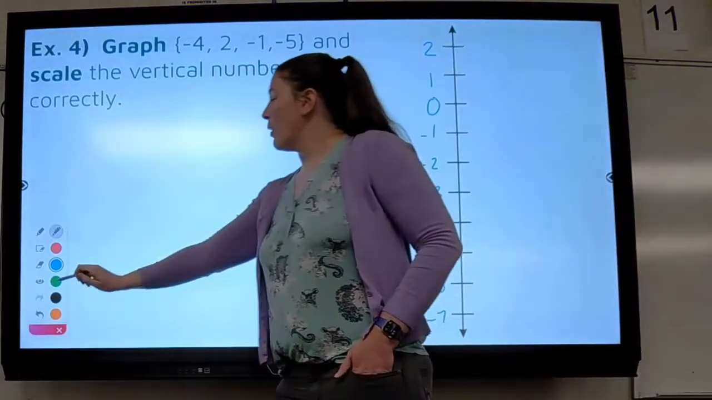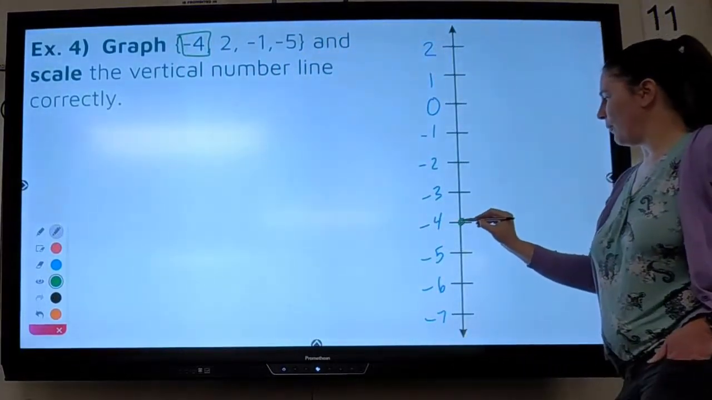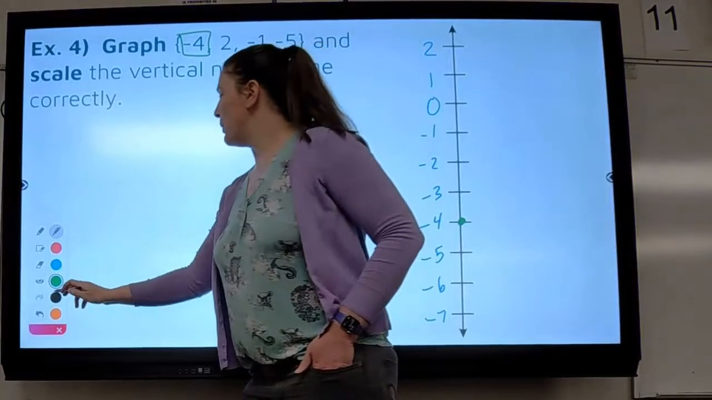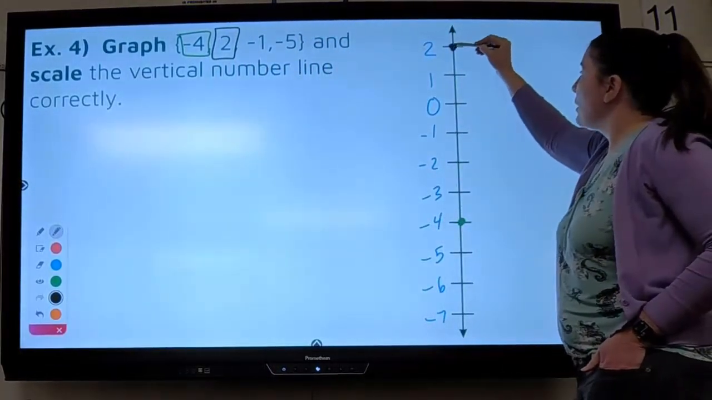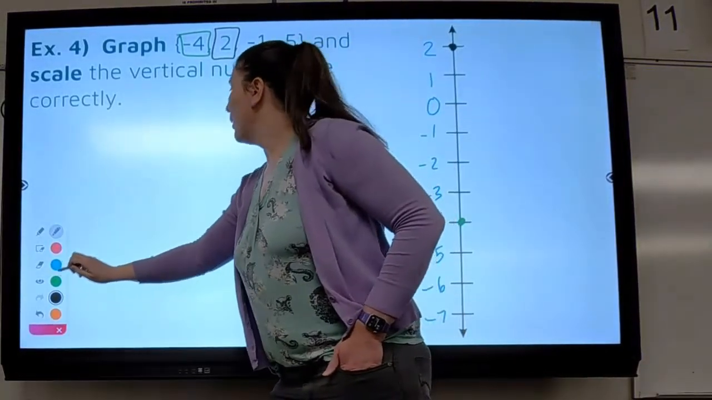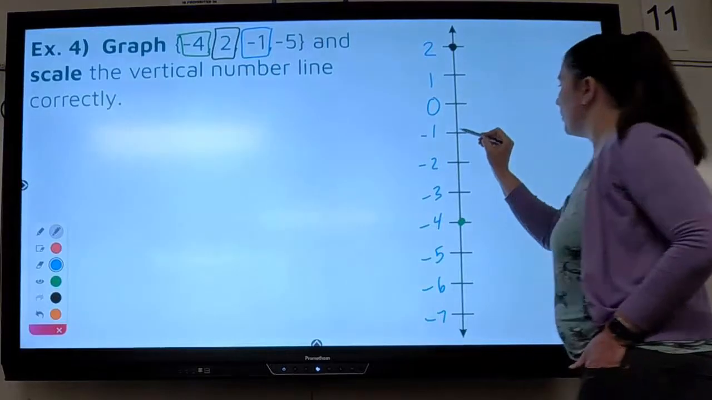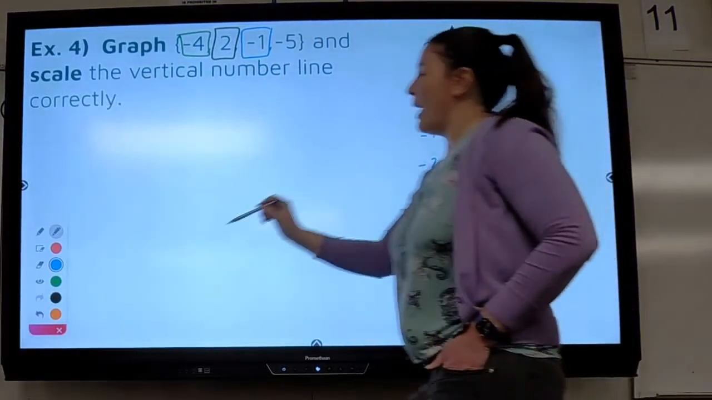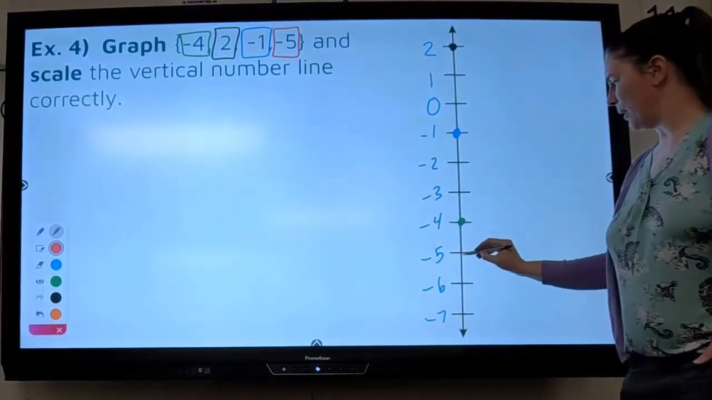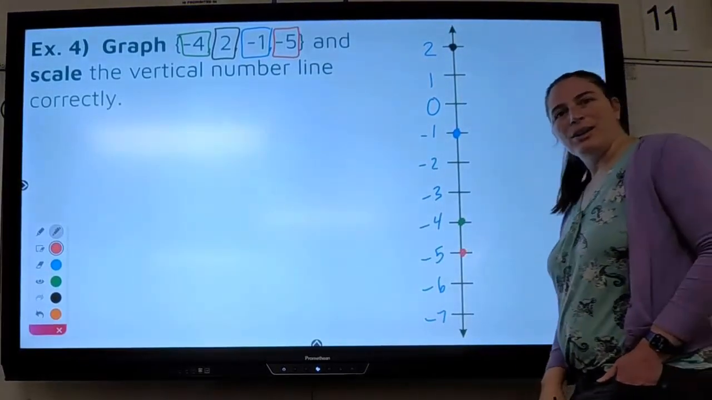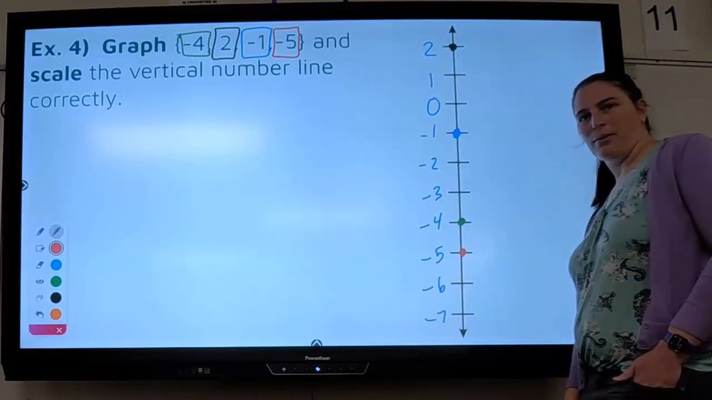Now I'm going to put each point on there. So let's go ahead and graph -4. I put a point here on -4. I'm going to do 2. So 2 will be up here, +2. And I just put a dot everywhere. I did green already, so let's go ahead and do blue. So -1 would be right here. And we'll do red for -5. And -5 is done there. All right, that's it. Good luck on your lessons and working on graphing negative and positive numbers.